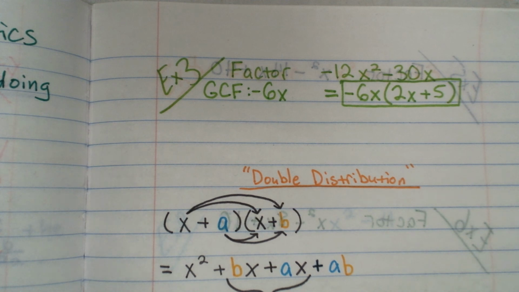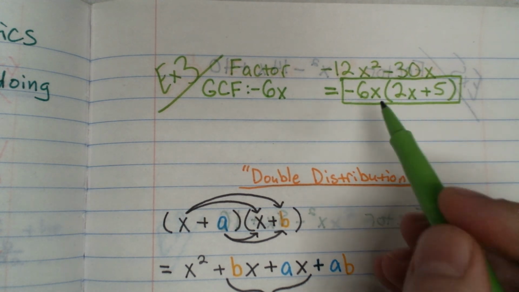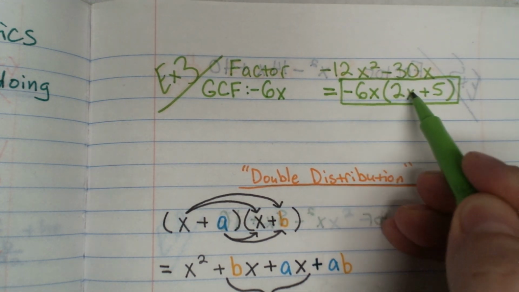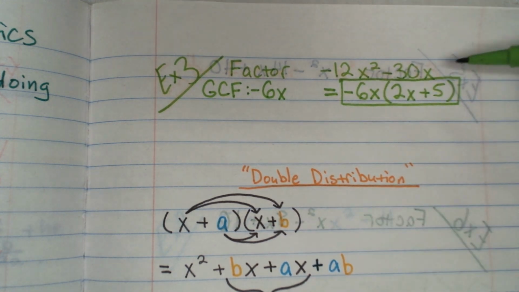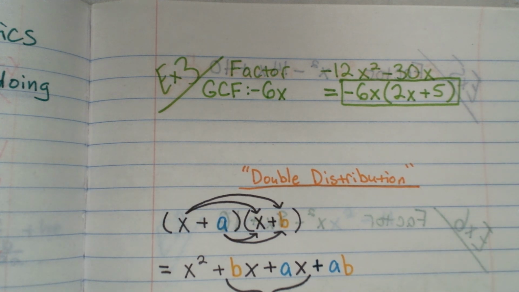And I'm going to one more time check my work. Distribute. That would be negative 12x squared and then minus 30x. So we match up here, and I feel good about my answer.